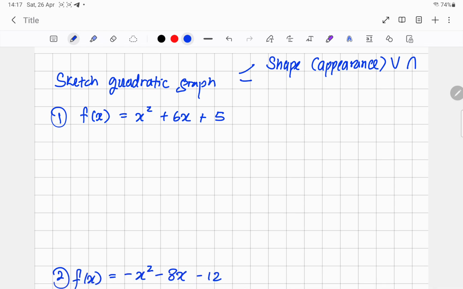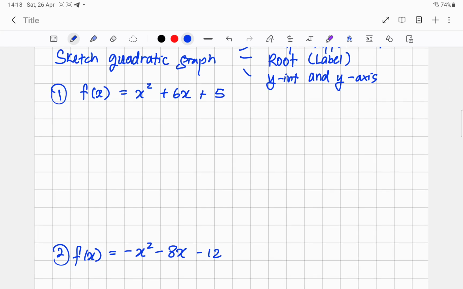Then you must know how to find the root and how to label the root, and then the y-intercept, and also the position of the y-axis, to complete your graph. You must know these three things first. So I give an example. If I want to draw a graph of x squared plus 6x plus 5.